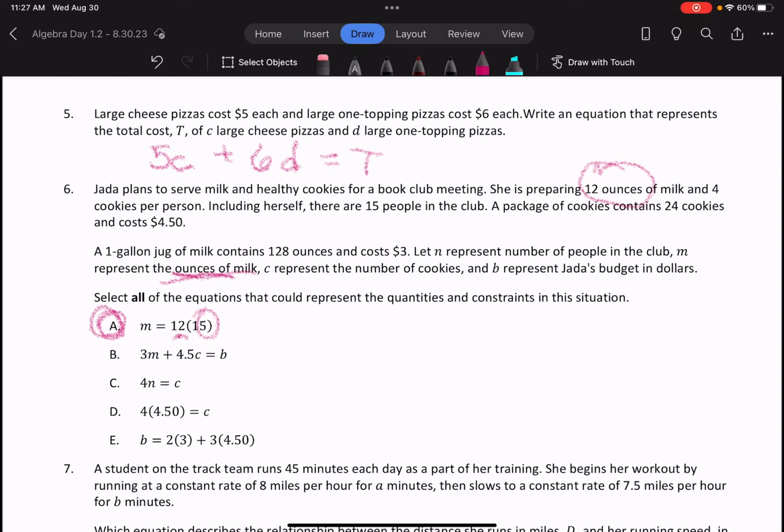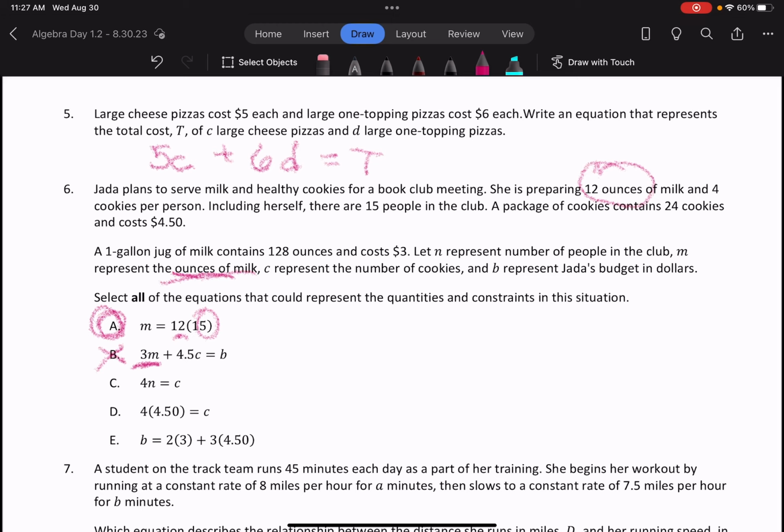Letter B says 3M, so 3 times the ounces of milk, plus 4.5C, so 4.5, which they got from the cost of the cookies, times cookies. But remember, C represents number of cookies, not packages of cookies, equals B, the budget. Ooh, so this isn't going to work because 3 is $3 per gallon, not $3 per ounce, right? And so this equation does not represent our situation.